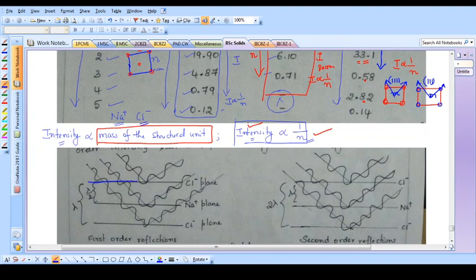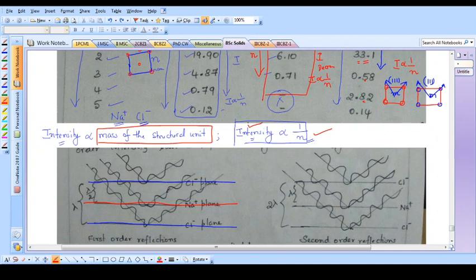This is one of the 111 planes which contains only chloride ions, so I have labeled it as chloride plane. The next 111 plane is also made up of only chloride ions. That is why it is called a chloride plane. And in between these two chloride planes, exactly at half the distance, you have another 111 plane which is purely made up of sodium ions. So it is called a sodium plane.